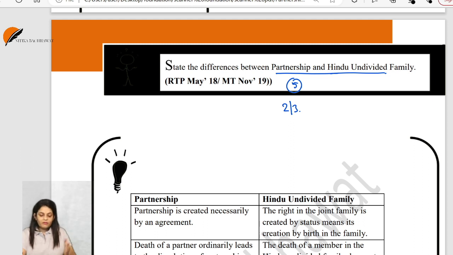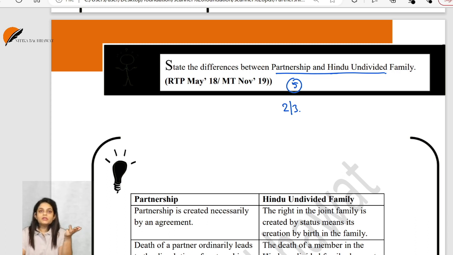What's the difference between partnership and HUF? Partnership is created by an agreement, whereas HUF is created by status. That means you're born into the family, you're a part of the HUF. A minor cannot be a partner of a partnership firm, but a minor can be a part of the HUF, that is, he's a member of an HUF. In partnership, every partner has unlimited liability, whereas in HUF, only the Karta has unlimited liability.